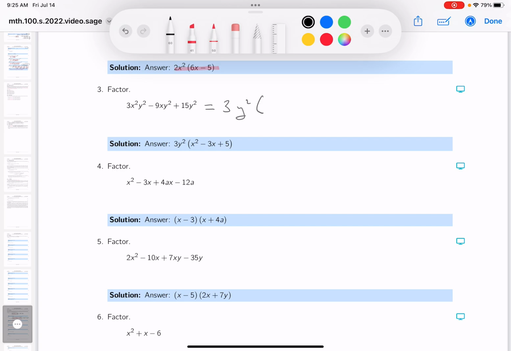What are you left with? Well, on the first term, you'd be left with x squared. We will check this, by the way. On the second term, you got a 3, and let's see, you're going to need an x. Right. In the last term, what do you get? You're going to need a 5.